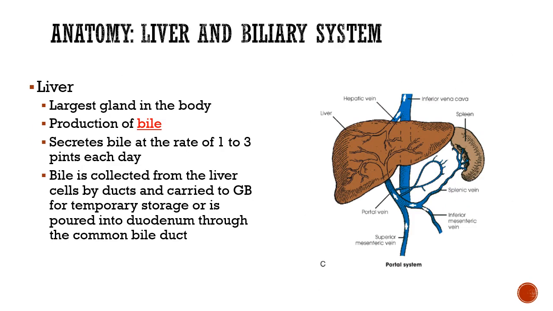The liver is the largest gland in the body. Its job is to produce bile. It produces bile at a rate of 1 to 3 pints per day. The bile is collected from the liver cells by ducts and carried to the gallbladder for temporary storage, or it is poured into the duodenum through the common bile duct.